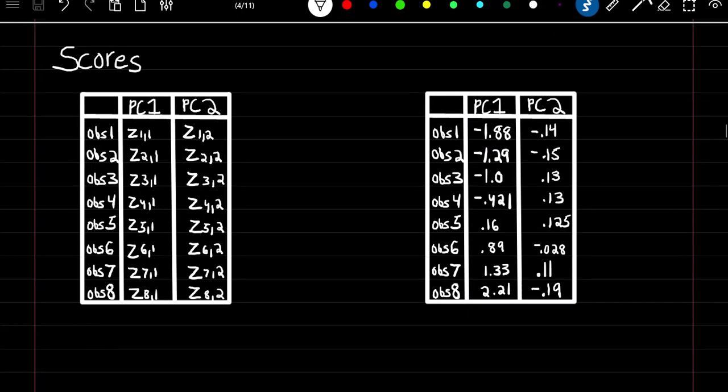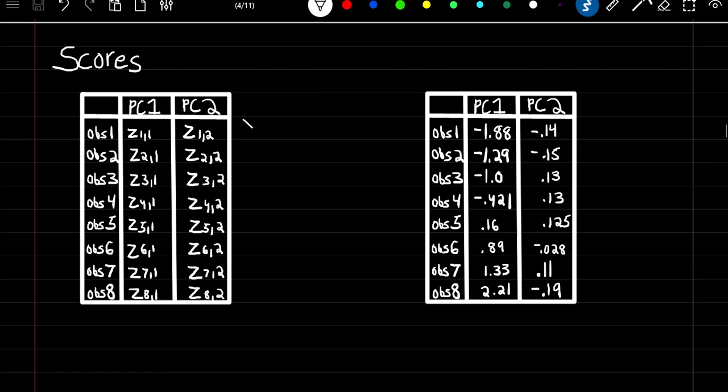Scores. So we just covered load-ins, and we learned that for each principal component, we're going to have one load-in per the number of variables. Our data had 2 variables, so it's going to have 2 load-ins per principal component. With scores, we're going to have as many scores as there are observations for a principal component. Since our data had 8 observations, for each principal component, we're going to have 8 scores.